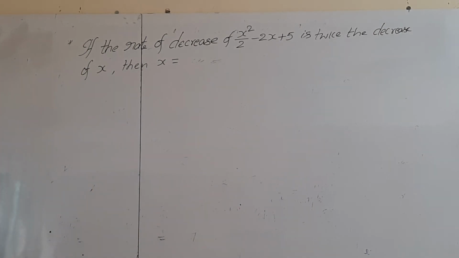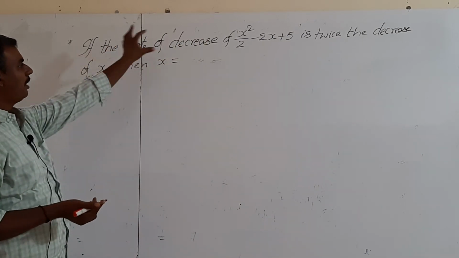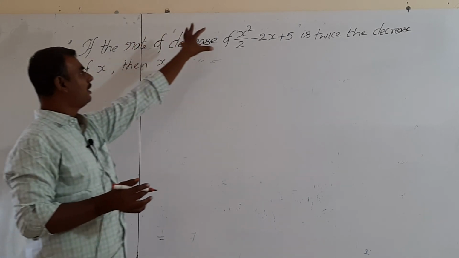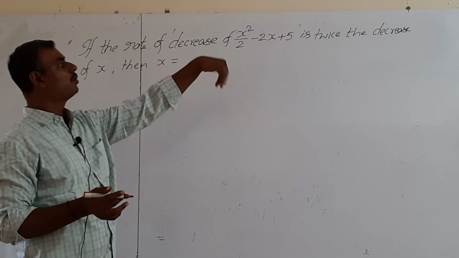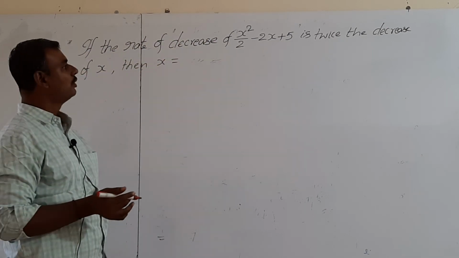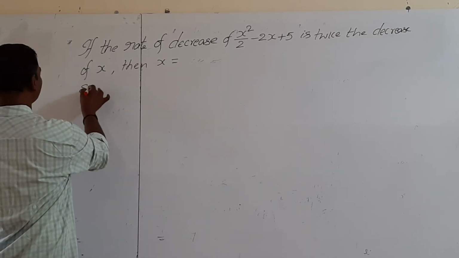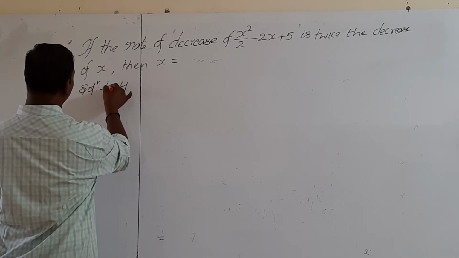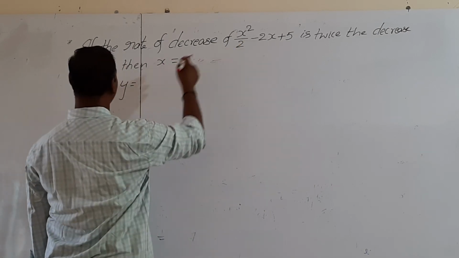So only a little changed. What is in this problem? The rate of decrease of x square by 2 minus 2x plus 5. That means this value by dt is twice that, meaning double that value, 2 times the decrease of x. Suppose I consider y is equal to, so this is a very big value. Make it small.